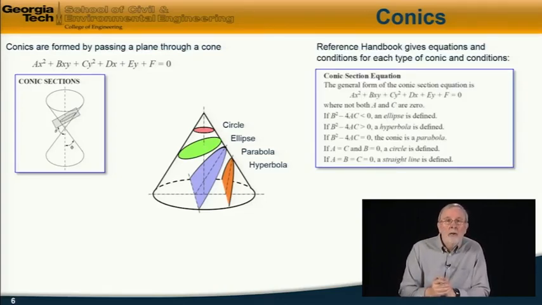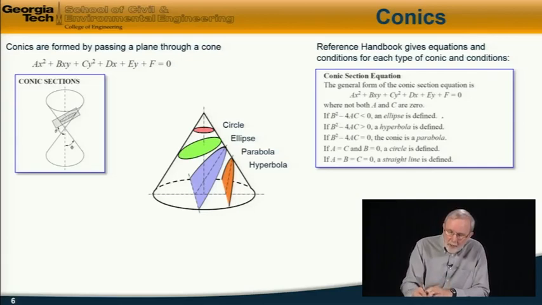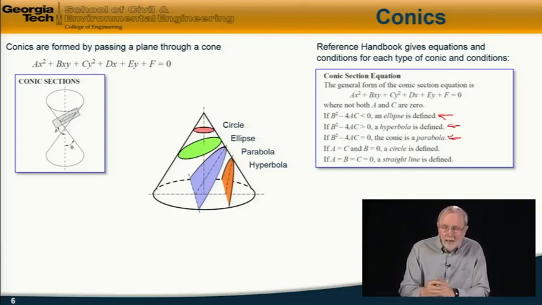So here is the general form again, which I've reproduced, where both A and C are not 0. So which type of surface you get depends on the value of b squared minus 4ac. If b squared minus 4ac is negative, less than 0, it's an ellipse. If it's positive, it's a hyperbola. If it's 0, it's a parabola. And if a is equal to c and b is 0, it's a circle. And finally, if a, b, and c are 0, it's a straight line.